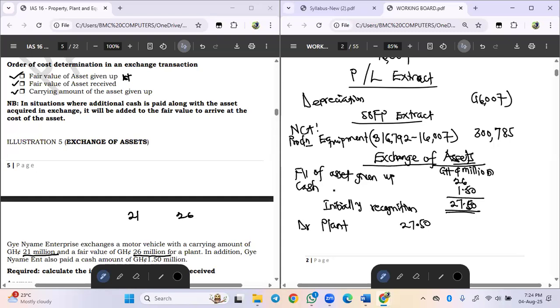In this case, the motor vehicle, we gave it up to acquire the plant, meaning it's not with us anymore. So you have to take it out from what? Your books. And in accounting terms, you have to de-recognize it, because recognition means you are capturing the information in your statement of financial position. So if you are de-recognizing it, it means you have to take it out from your books. An asset is having a debit balance, so if you want to reduce that particular asset or remove it from your books, you credit motor vehicle.